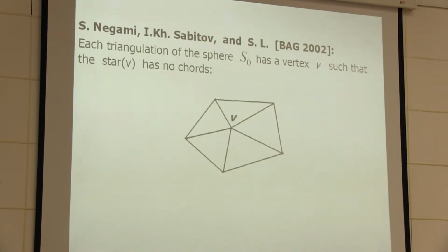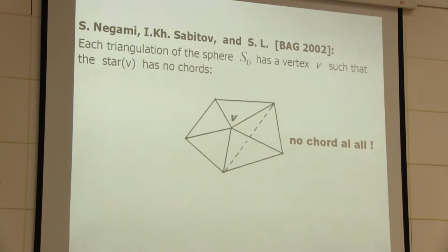Here I will just prove that there exists exactly one irreducible triangulation of the sphere, that is the familiar tetrahedron. This is a simple fact, but I'll prove it, and meanwhile I'll introduce some important concepts. This is the result of Ligami, Sabitov, and yours sincerely, which says that each triangulation of the sphere has a vertex with the property that its star, that is the union of all the faces meeting that vertex, has no chords.